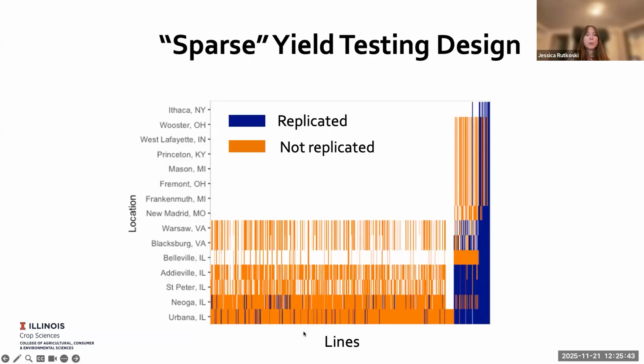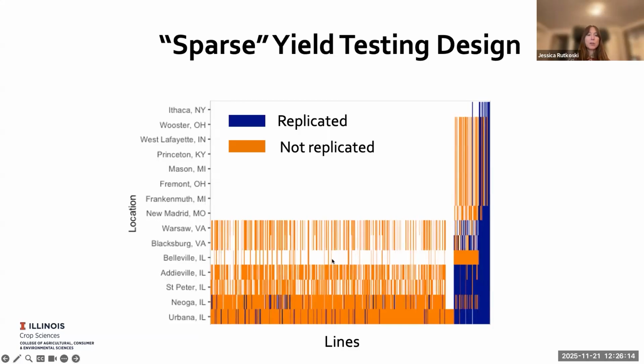And you can see the majority of the lines tend to not be replicated within a site. That helps us be more efficient. We do have some replication, which helps us to estimate our spatial error and control for those factors. All the lines more towards the right are lines in the later stages of testing. They're going to be more replicated, and they're also in more environments.